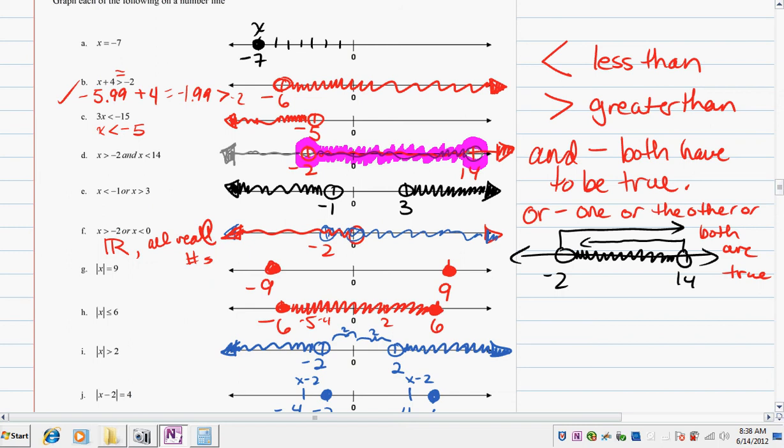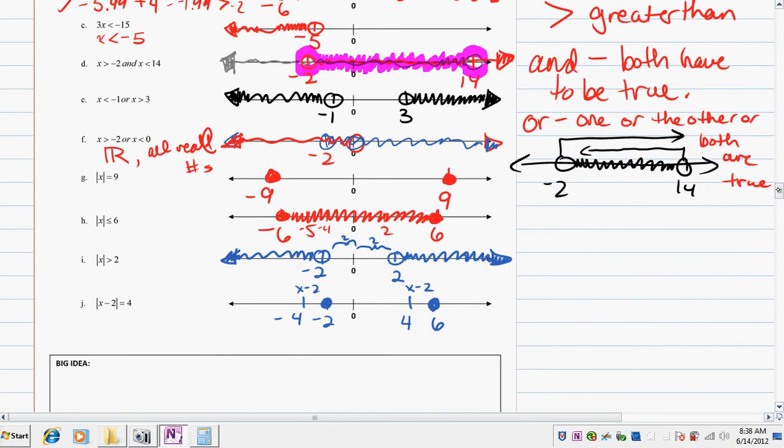We had to deal with some ands and ors. And means where they're both true, or means where one is true, or the other is true, or both are true. So or is much more inclusive, and and is only where they cross, where they intersect, where they're both true. And then we had to plot some absolute values, thinking about the distance I am away from 0, and how we plot that both with equals and inequalities.